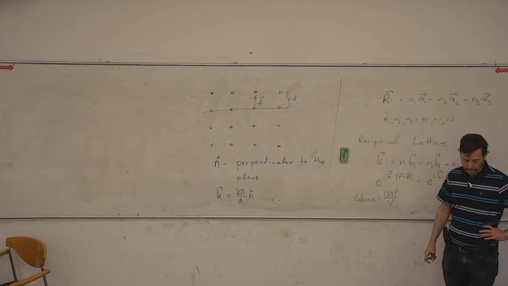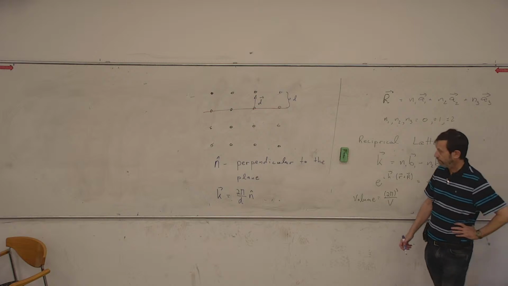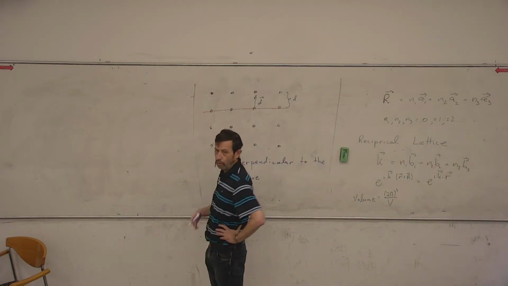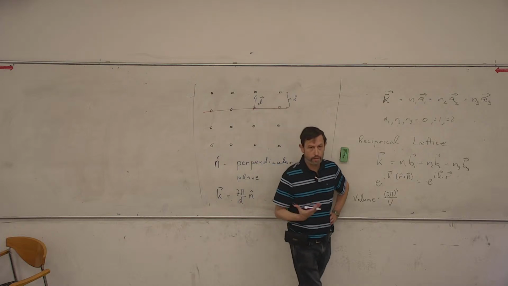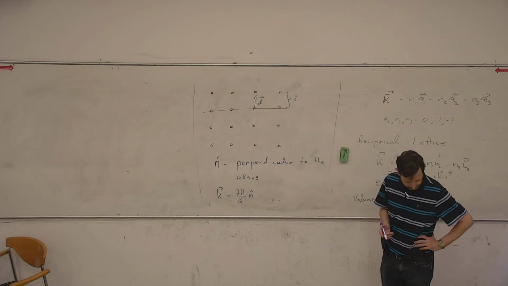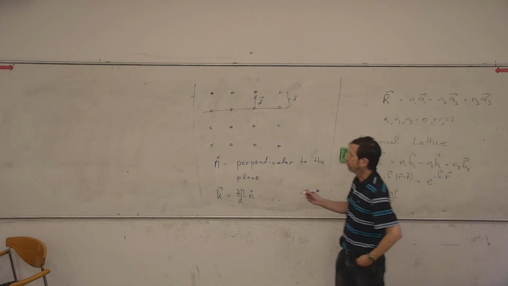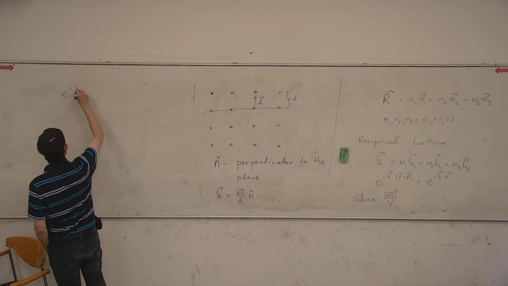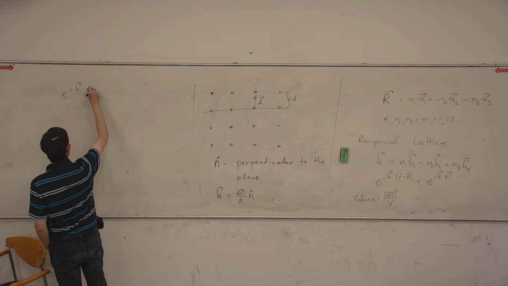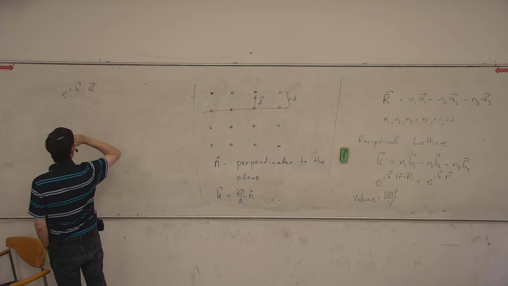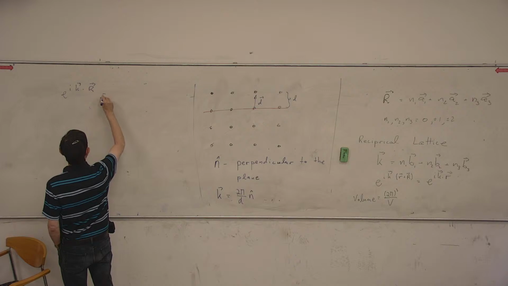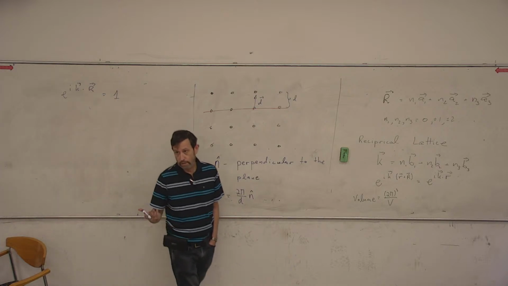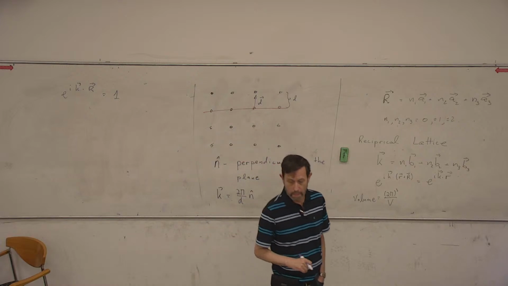It's better to use formulas than just describe it as a cross product of two vectors that are within that plane. What is the condition that a reciprocal vector has to fulfill? e to the power i k dot r equals 1. Right? That's the condition.